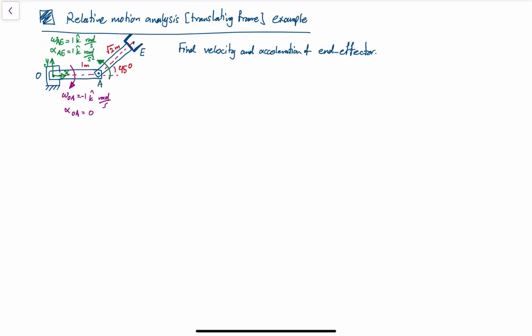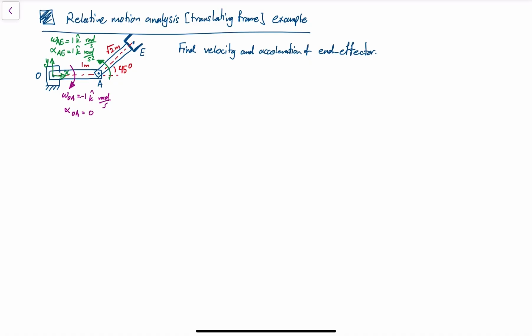Okay, let's take a look at one example on using relative motion analysis, specifically translating frame formulation, to solve a multi-body problem. So I have a robot here. The robot is fixed on the base joint O. It's a two-link robot. First link OA and then second link AE is attached to point A, and I have a motor that turns both of these joints. The end effector of the robot E is where I do my manipulations.